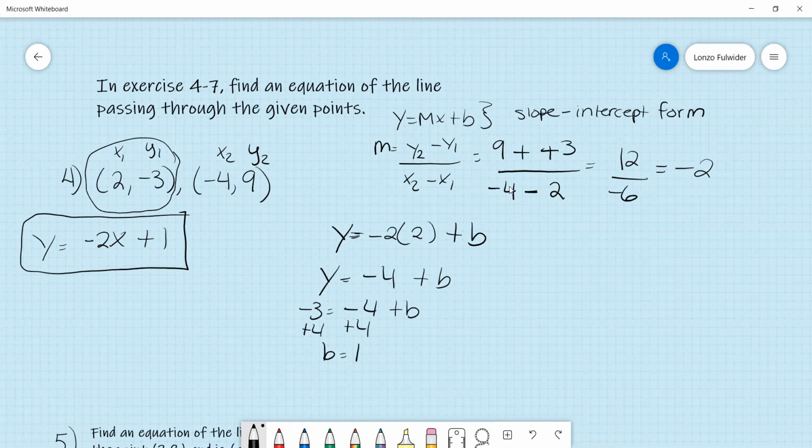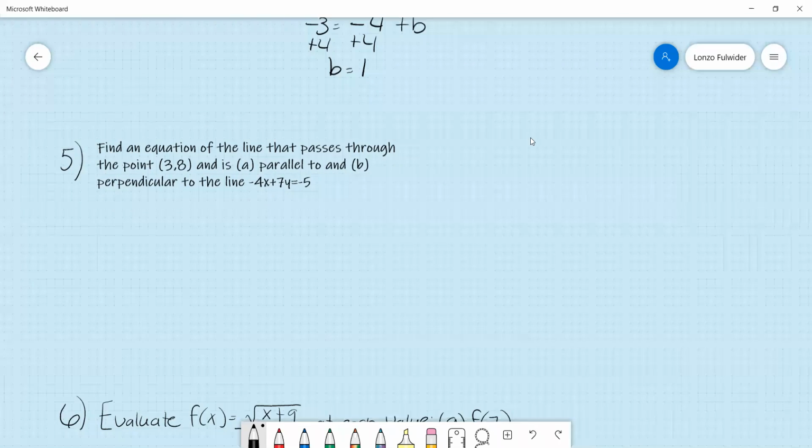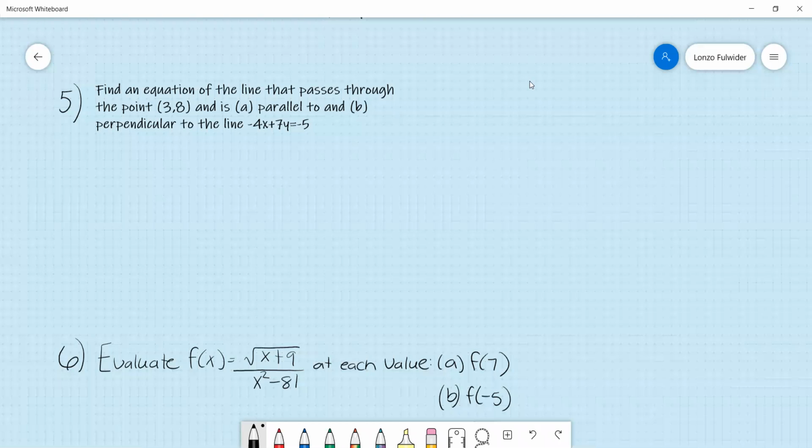Okay, let's do number 5. Number 5 says, find an equation of a line that passes through the point (3, 8), and A is parallel to, and B perpendicular to the line negative 4x plus 7y equals negative 5. Okay, so we need to find two things. We got to find an equation that's parallel and one that is perpendicular.